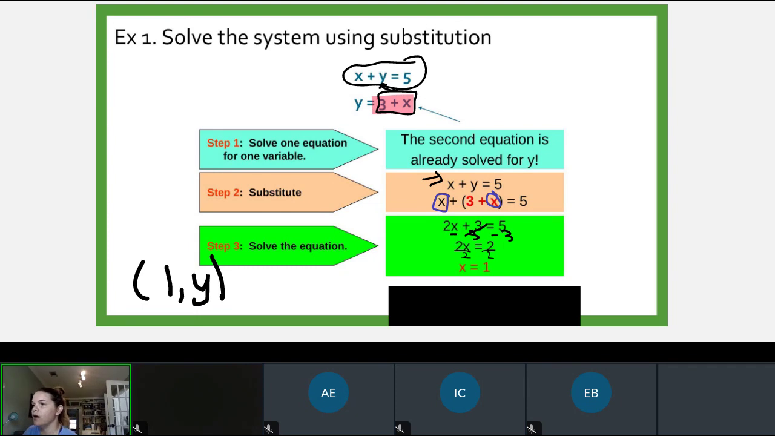Okay, questions about how we got to x equals 1 on this slide before we move on? So we're not finished yet. We've only found the x value, but a solution is an x and a y. So now we have to find the y value. But before we move on, I want to make sure that we don't have any questions.